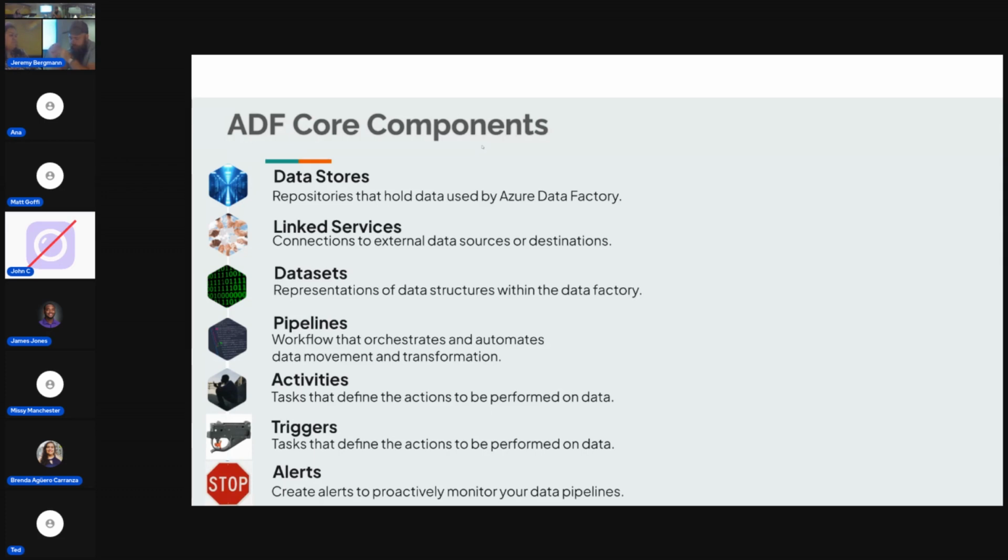Then you define your data sets. These are the data structures within Data Factory. Once you have a linked service, say you have a linked service to a MySQL database, then you could connect to one of the tables as a data set. So you define your linked service, then you can define your data sets from your linked service. We've talked about pipelines, being able to orchestrate and automate data movement and transformation. We'll see this in action.